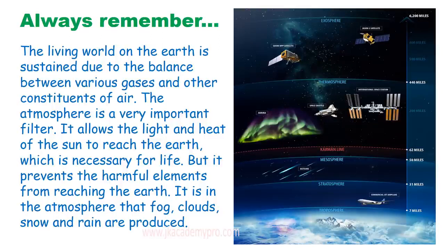Now, the atmosphere is a very important filter. It doesn't allow certain things to enter the earth. It allows the light and heat of the sun to reach the earth, which is necessary for life. But it prevents the harmful elements from reaching the earth. It is in the atmosphere that fog, clouds, snow, and rain are produced.